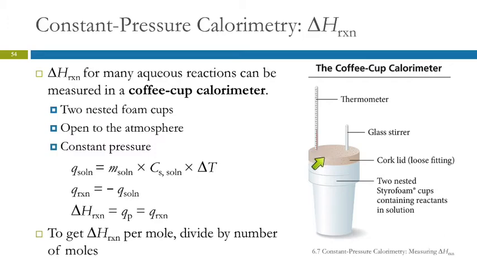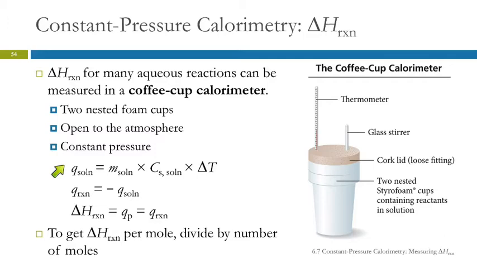There's a cork lid up here that's loose fitting. It's not clamped down or anything, so that if pressure built up, it could just bump up and let the pressure out. So the pressure's going to stay the same. We've got a thermometer in here so we can monitor the temperature, and then we generally need to stir it in some way.